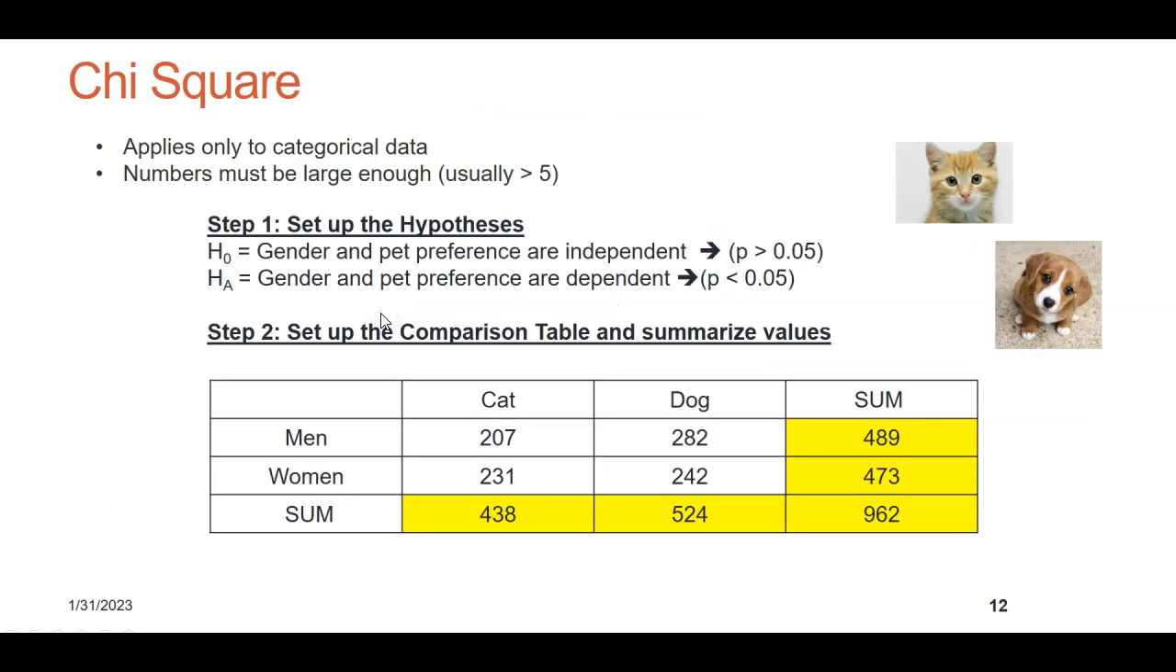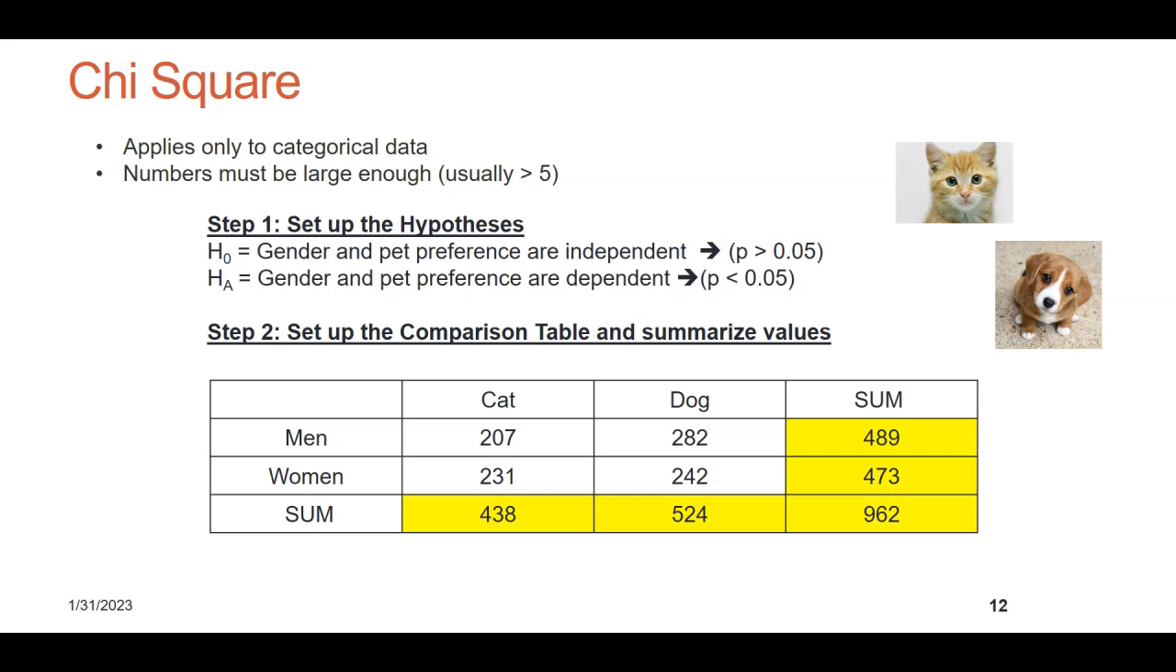Let's talk about the math here. So first of all, we need to understand that chi-square calculations apply, we said that already, right? Only to categorical data, and that the numbers we are using here should be greater than 5. So that was step 0.